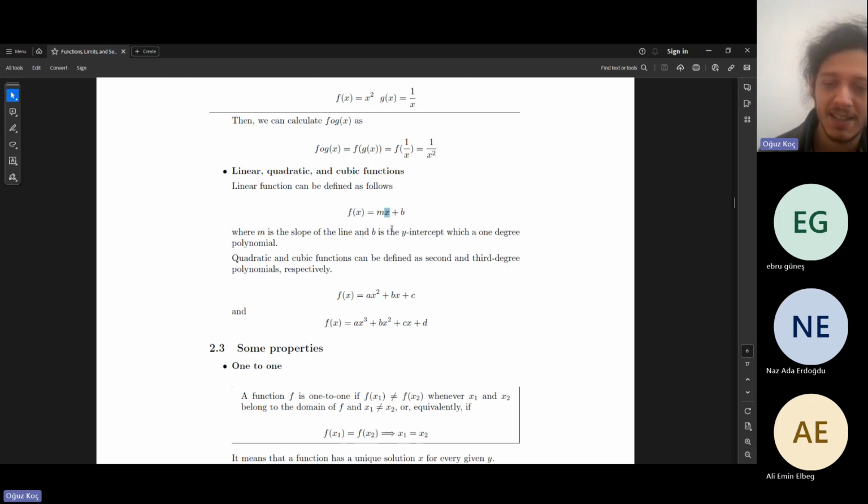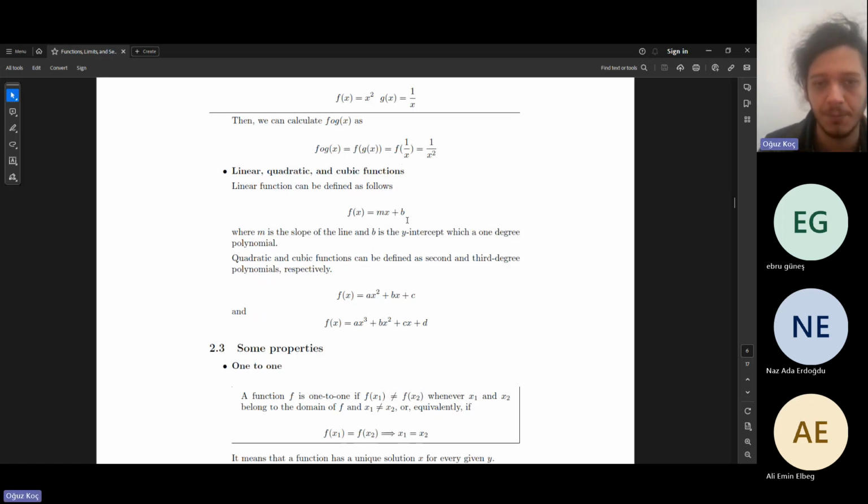When the power of x is 1 and it has a coefficient m, it could be anything, negative or positive, but it cannot be 0. If you choose it as 0, it would be a constant function, not a linear function. Our linear function has to consist of a coefficient m and the first power of x, and there could be a constant, plus or minus. We call the m here the slope of the line, and we say the b is the y-intercept or just intercept.